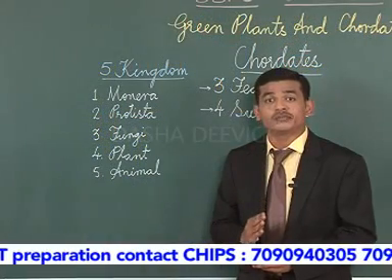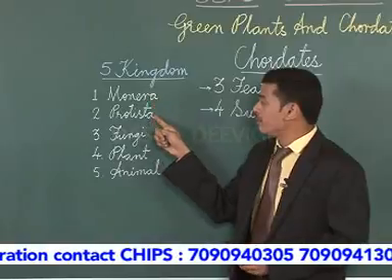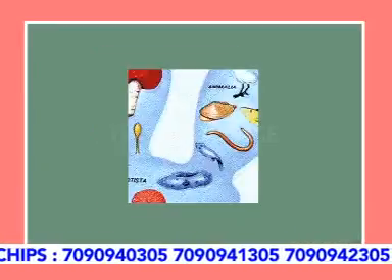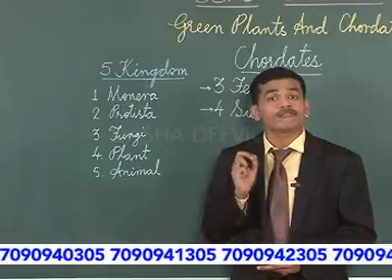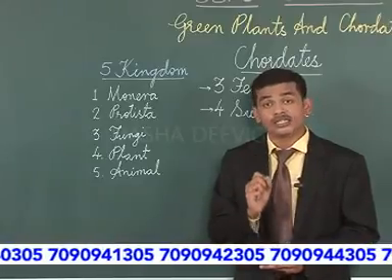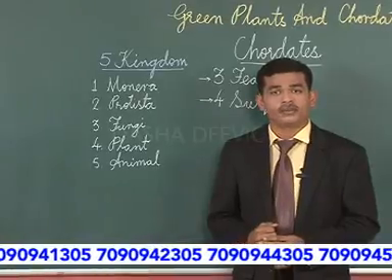And those kingdoms are Monera, Protista, fungi, plant and animal. So, dear students, there are 5 kingdoms and they are Monera, Protista, fungi, plant and animal.